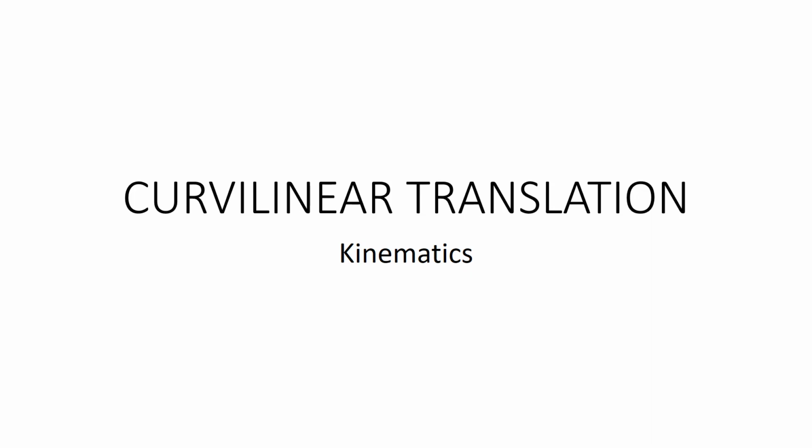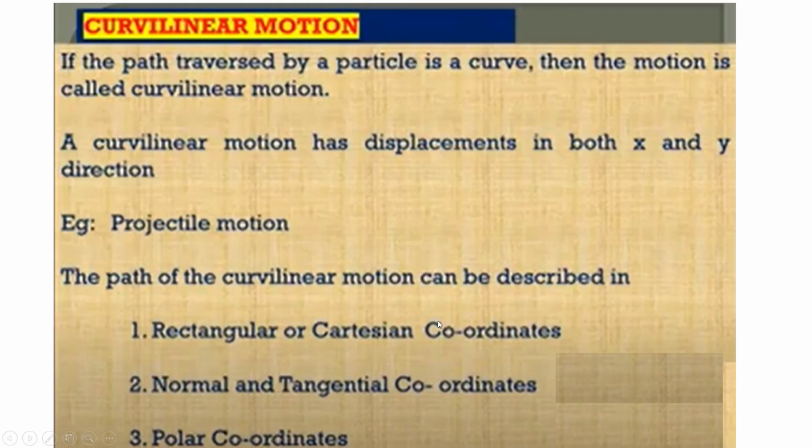So far we have been dealing with particles moving in a straight line, and the motion was termed as rectilinear translation. In the case of curvilinear motion, the particle will be moving along a curved path, and the motion will be termed as curvilinear motion. An example for curvilinear motion is projectile motion.